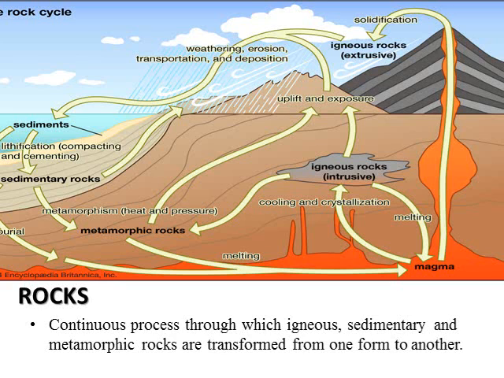So the rock cycle is the continuous process through which igneous, sedimentary and metamorphic rocks are transformed from one form to another. It is called the rock cycle. Rocks won't stay igneous for a long period of time, they won't stay sedimentary for a longer period of time, and they won't stay metamorphic for a long period of time. It is like a cycle. One form will change into another form.